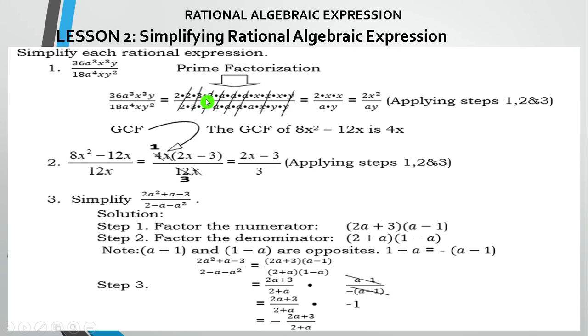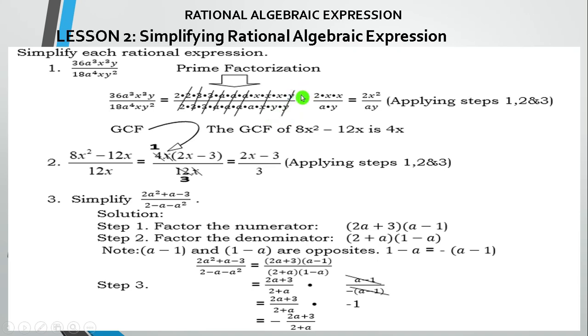Okay. So, sa A, we have tatlong A sa numerator, apat na A sa denominator. So, therefore, yung tatlong A ma-cancel, may isang A na iwan sa denominator. And for the X, we have here tatlong X sa numerator at saka isang X sa denominator. Ma-cancel po yung isa. For the Y, isang Y sa numerator, dalawang Y sa denominator, ma-cancel po yung isang Y.